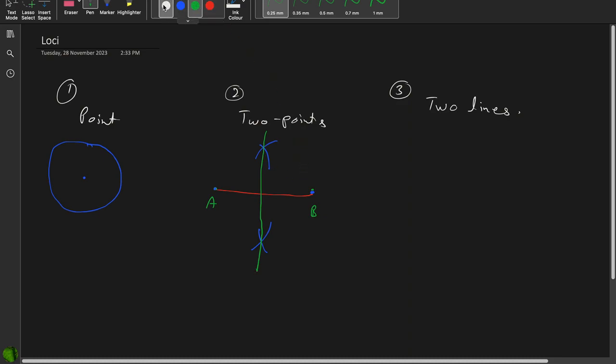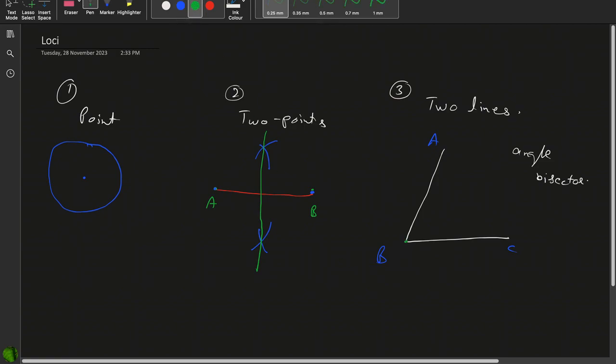Third thing is equidistant from two lines. This is basically the angle bisector. How do you work out the angle bisector? Let me label them as A, B and C.